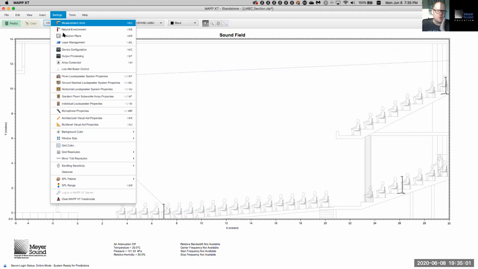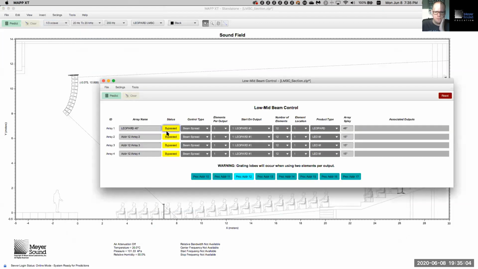Now we go to our low mid beam control. We're using the Galaxy that lives on address 12. And we're using one array which I've called Leopard 46 degrees. I put the 46 degree there to remind myself that the array display of this array is 46 degrees. We're doing a beam spread with 1 element per output, not 2.